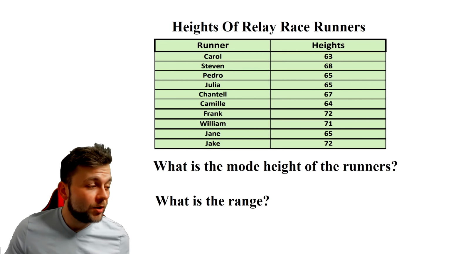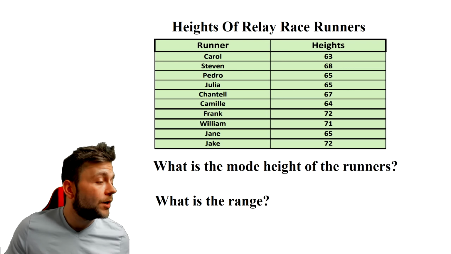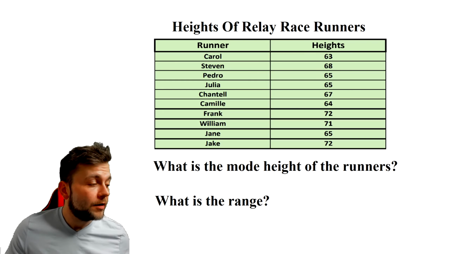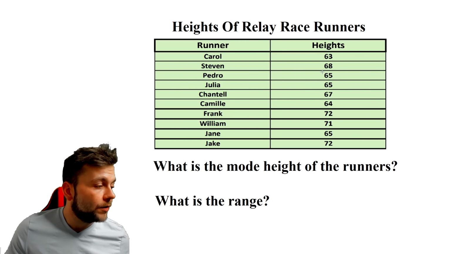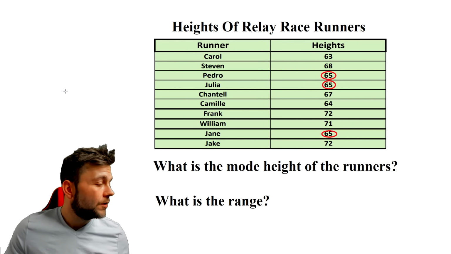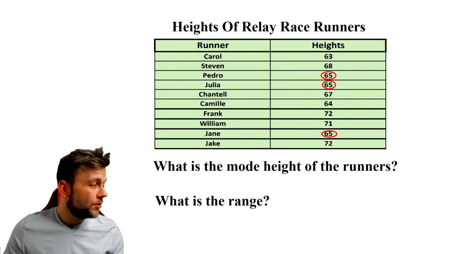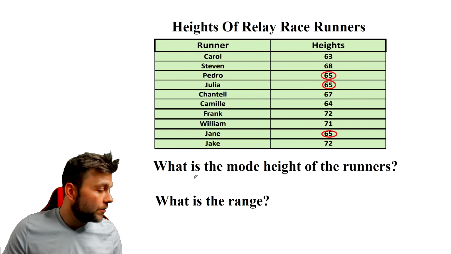So what I'm going to do is I'm going to look through that right column and I am going to see which ones show up the most. And right away, I start to notice that we have a double at least. So we have 65 there. We have another 65 there. And we have another 65 there. So the mode height of the runners is 65. So let's go ahead and we'll write that down. Go ahead and write 65 underneath there.